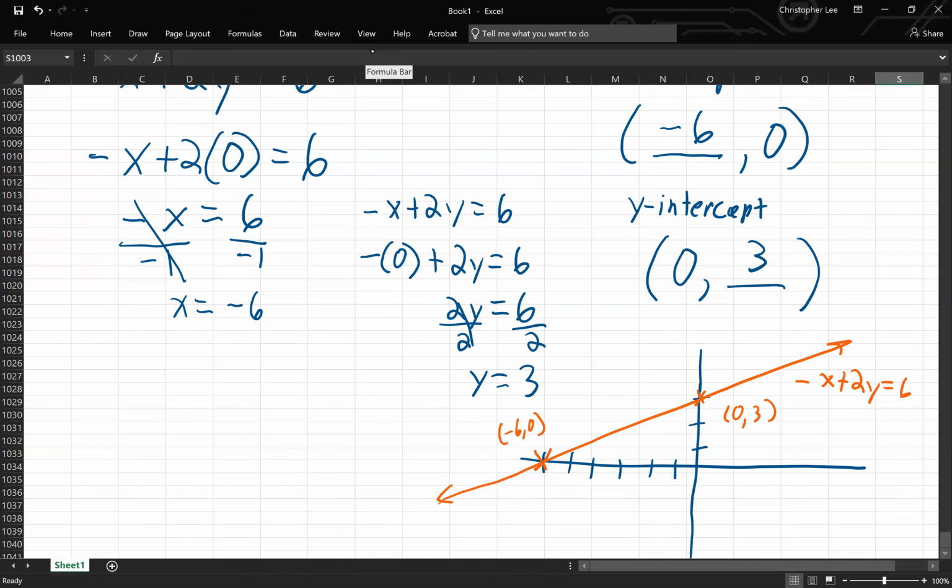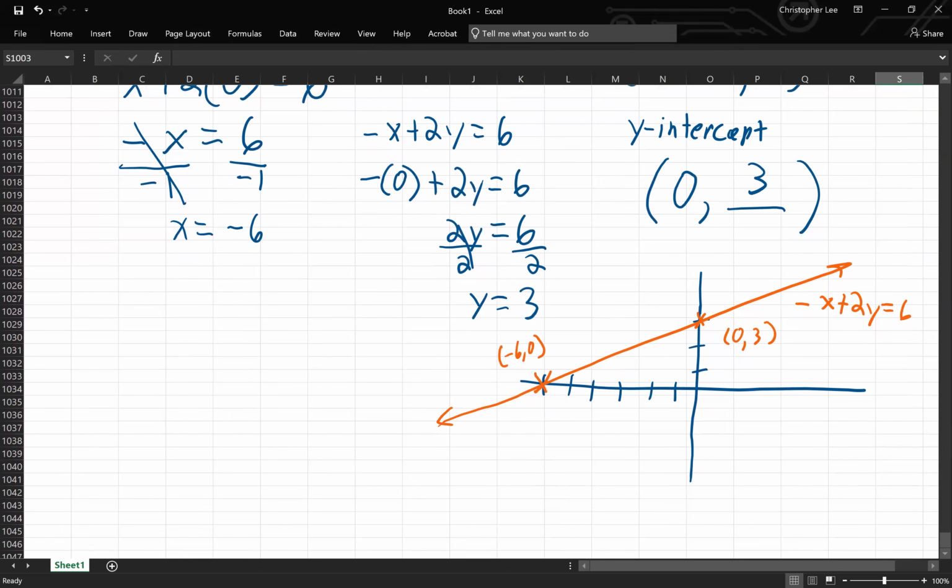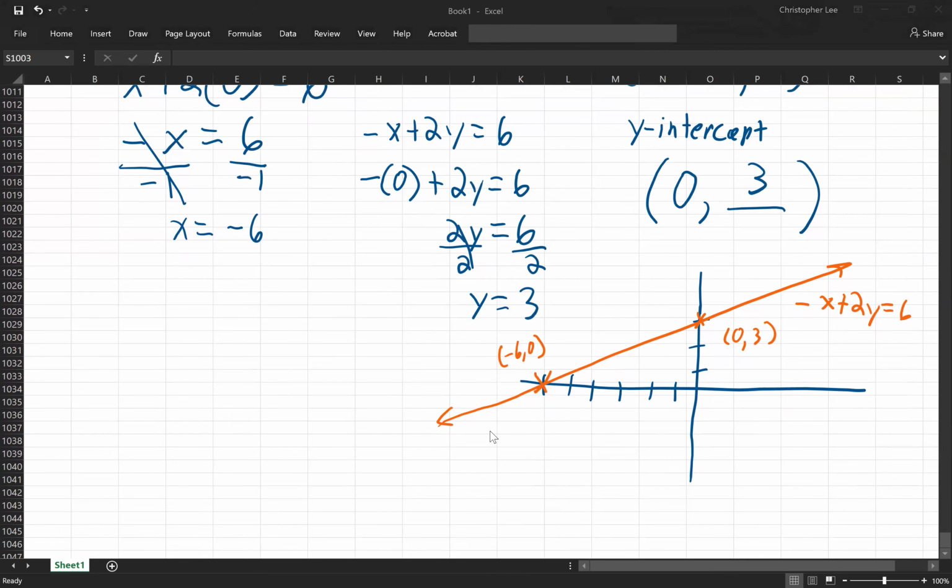Questions on this? Good? All right. Just plot the points and that's it. If it's cool, can we do another example?